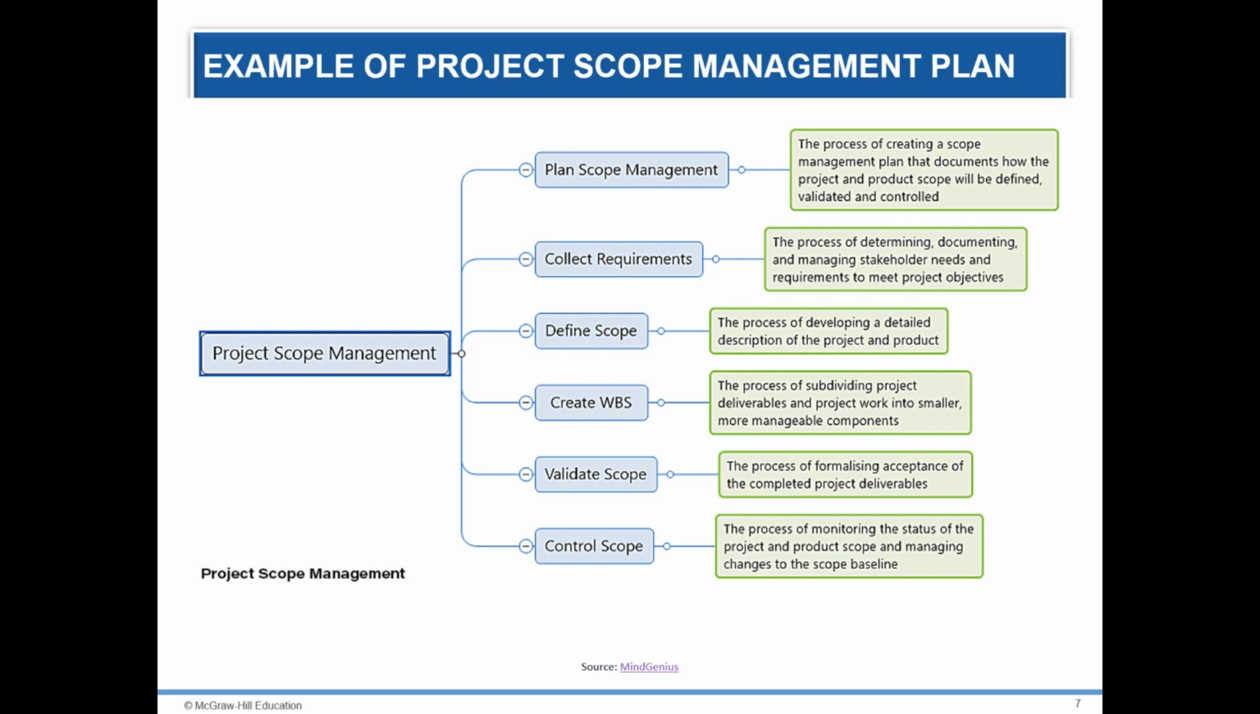This diagram shows an example of a project scope management plan. It includes the 6 elements: plan scope management, collect requirements, create WBS, define scope, control scope, validate scope, and so on. Each element contains sub-activities.